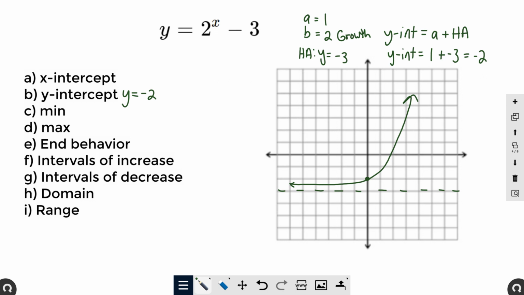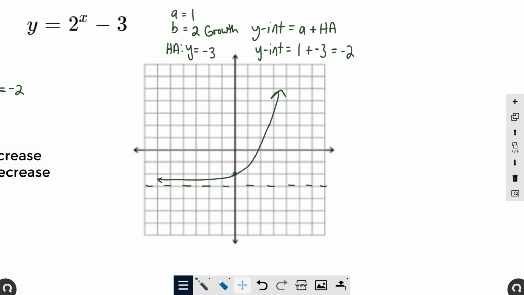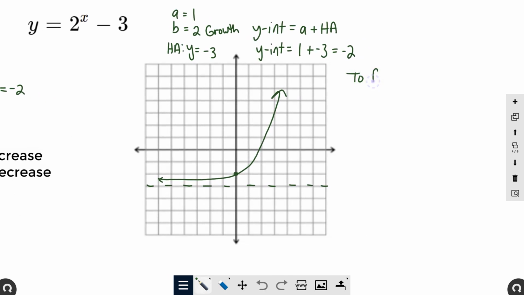What does it mean to be an x-intercept? This is a great review of how to do things by hand. I know you can type it in your calculator, but it intercepts the x-axis, so we know the y value is 0. So it's a good review to find this x-intercept by hand. To find the x-intercept, you let y equal 0. Or you could take the whole function and set it equal to 0.